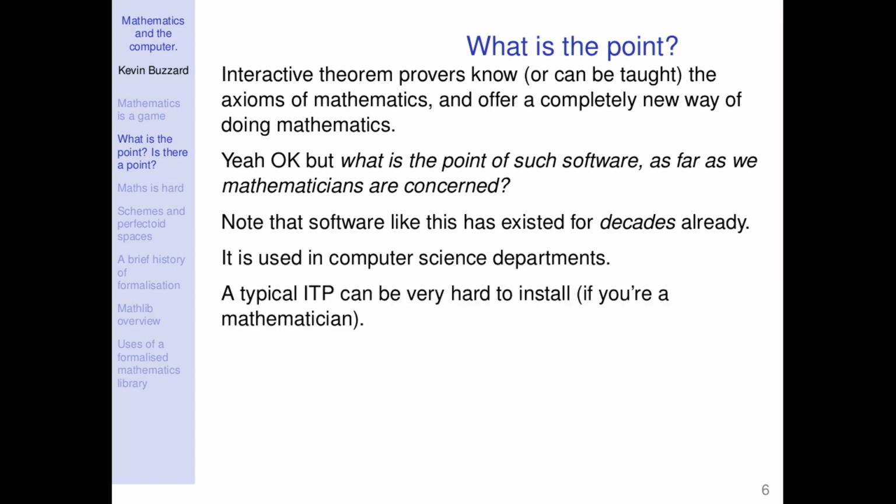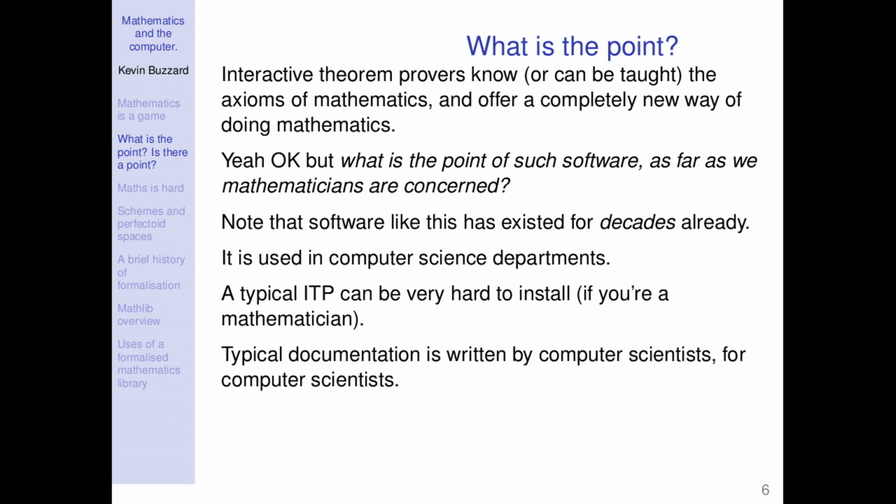There are lots of problems, but this is part of the problem: these are all designed by computer scientists, and they're being used by computer scientists. So typically to install one, you have to use the command line, which is a bit of a shock to a lot of mathematicians. And the documentation is also kind of unreadable, in the sense that the examples are all weird things about reversing lists instead of being questions about finite groups.